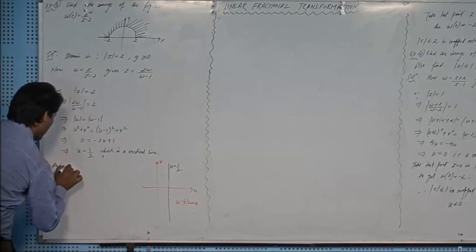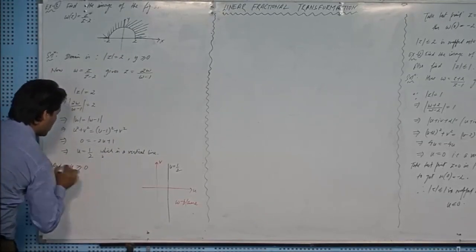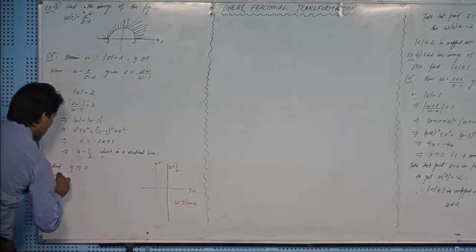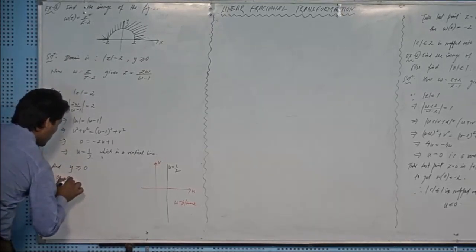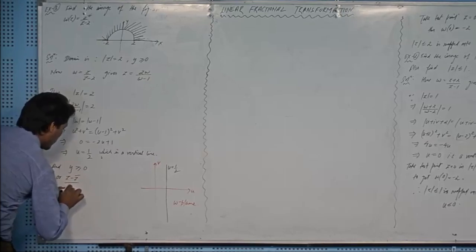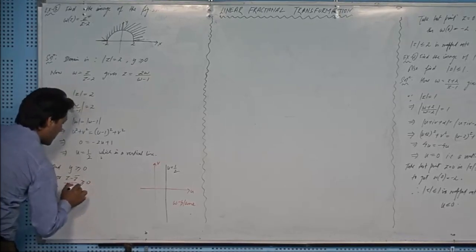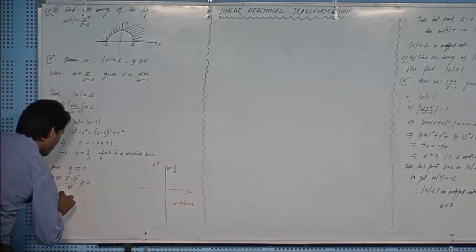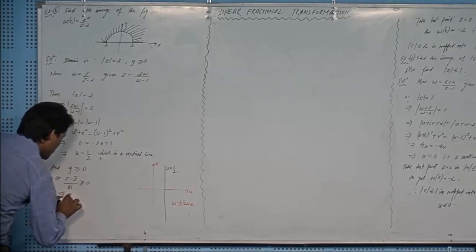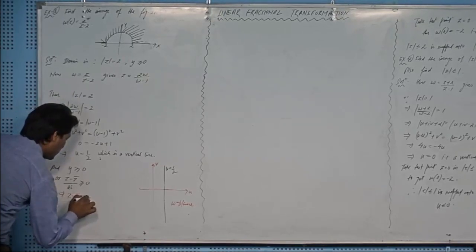And y greater than or equal to 0, and you know that y can be written as z minus z bar over twice iota, right? And cross multiplying it, you will get z minus z bar is greater than or equal to 0.